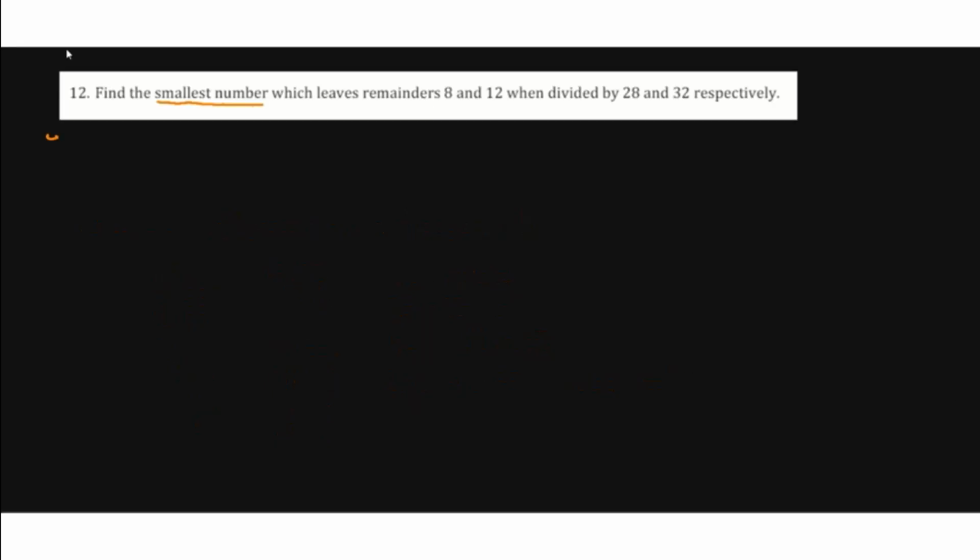Find the smallest number which leaves remainders 8 and 12 when divided by 28 and 32 respectively.